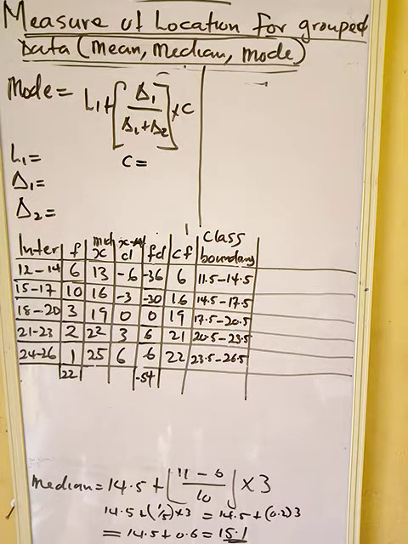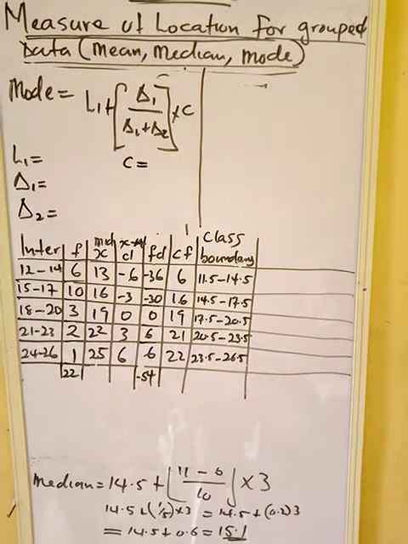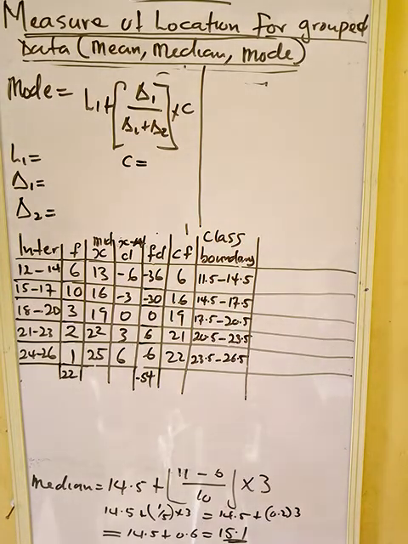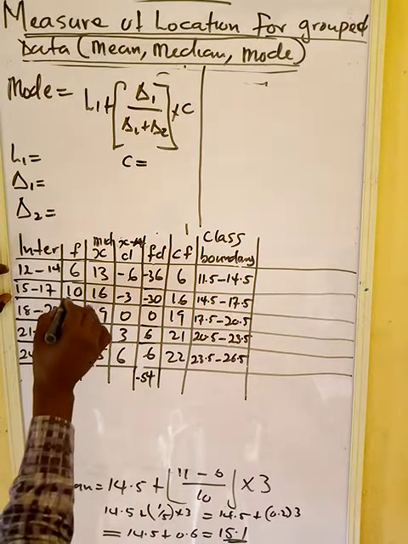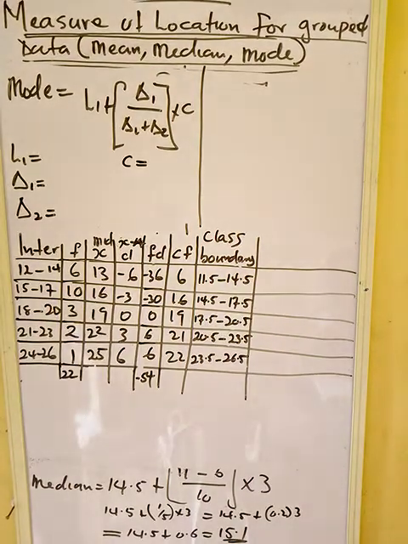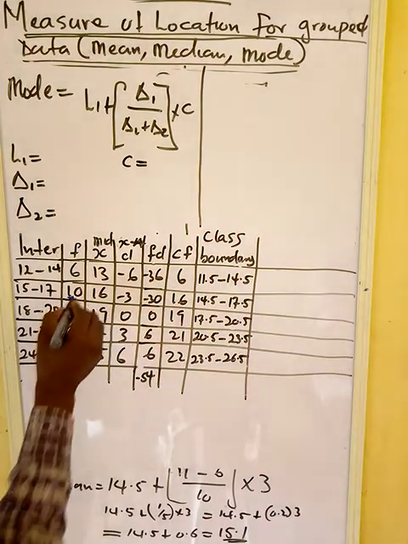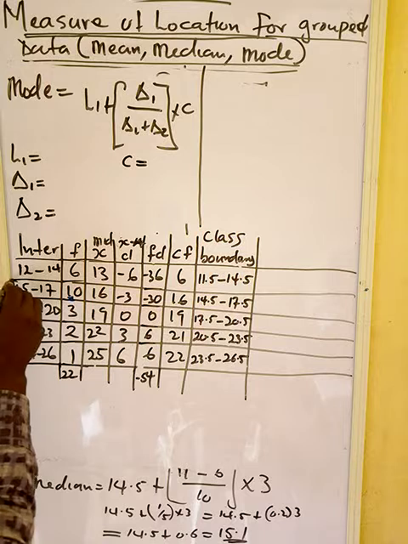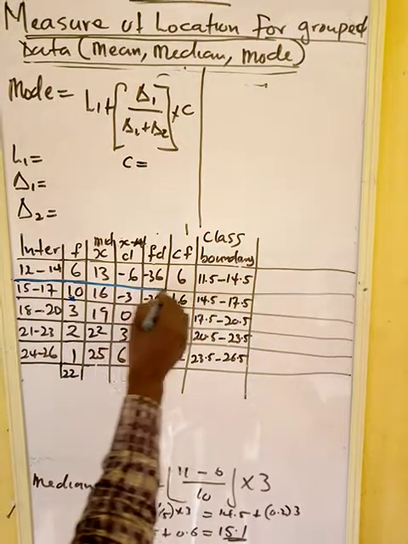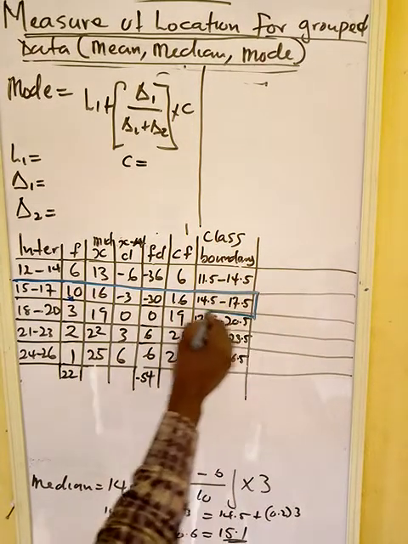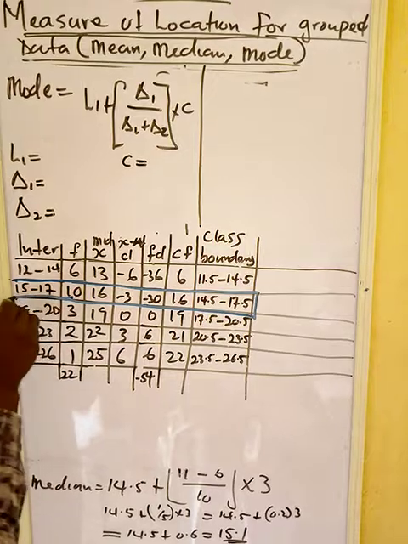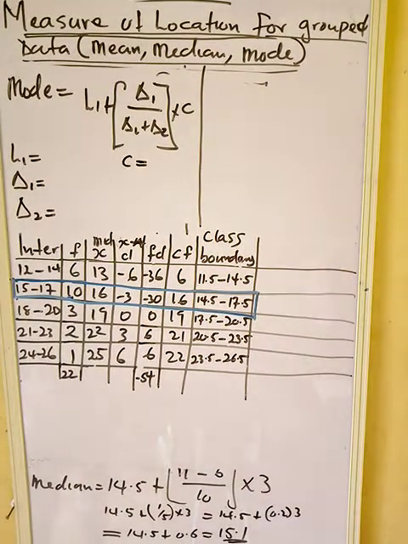Now, the modal class is the class with the highest frequency. Which is our highest frequency here? It is 10. So whatever we are doing now, we are doing it from this point, the highest frequency.